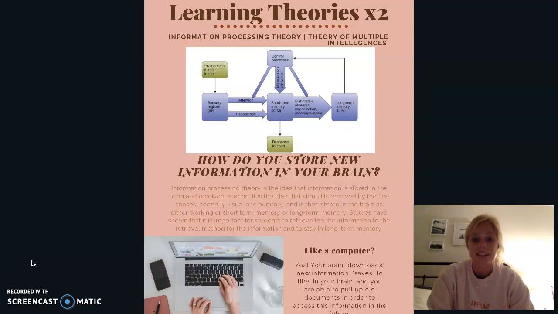We can compare this to a computer. The way that a computer downloads something is like us retrieving new information, and then you're able to save this to your computer, which would be like your short-term memory. Then you're able to pull up that document that you saved previously, and that would be like your long-term memory. Everything that has happened in your past is stored in your long-term memory.